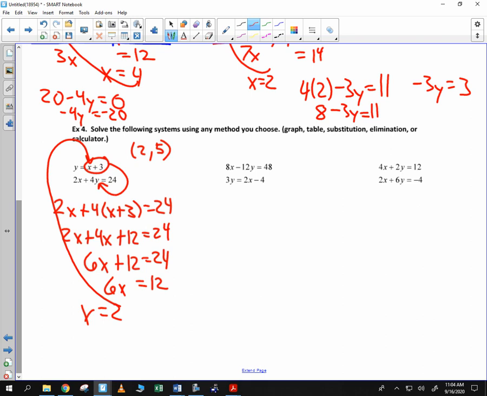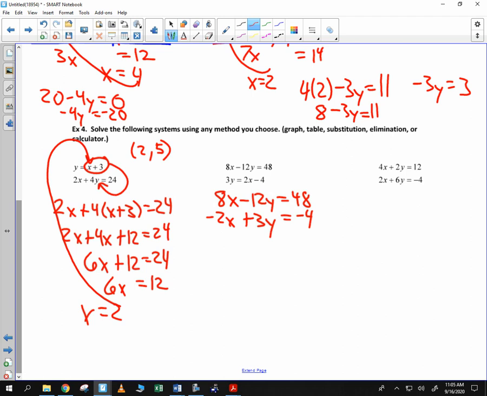This one's a little bit more challenging. You don't know exactly what y equals. And if you divide by 3, you get a fraction. So I'm going to bring everything on one side. 8x minus 12y equals 48. And then negative 2x plus 3y is equal to negative 4. So I brought the 2x over to the other side.